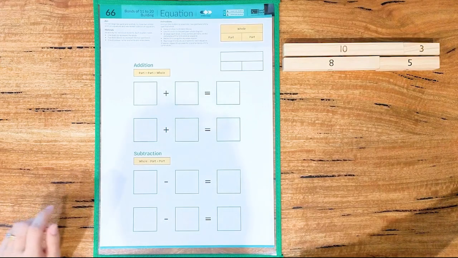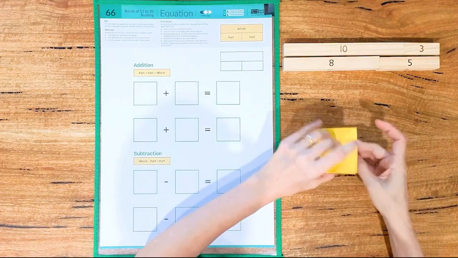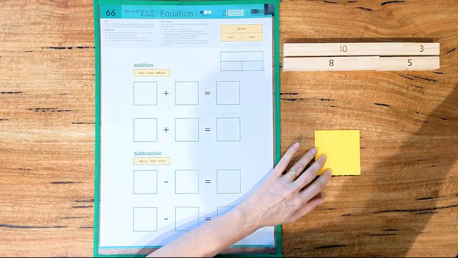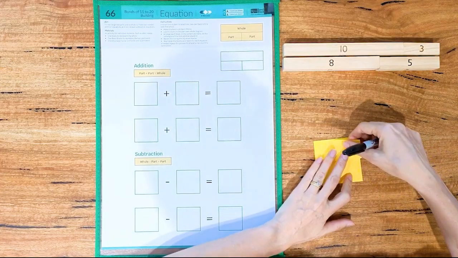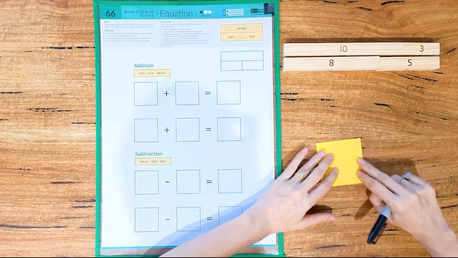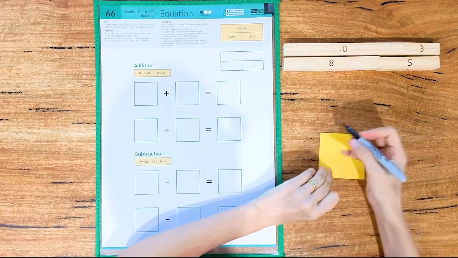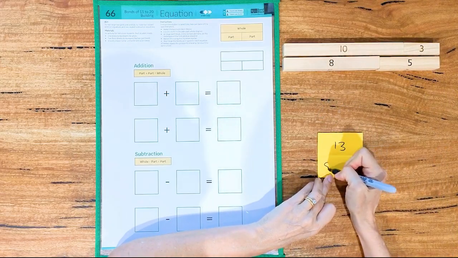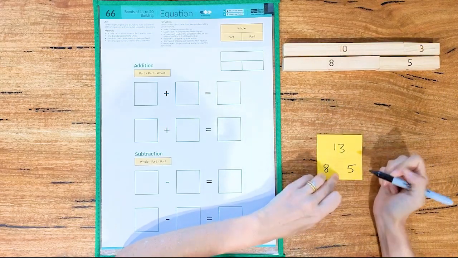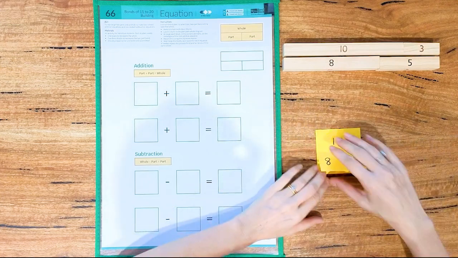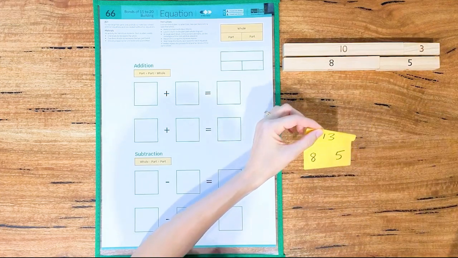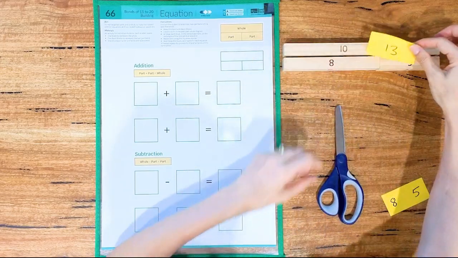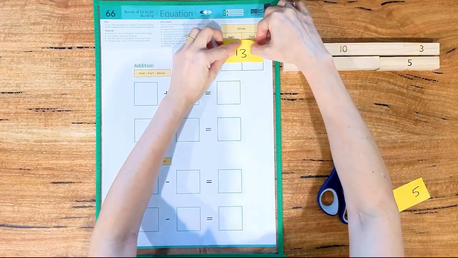To make this easier, I'm going to use a post-it note instead of the blocks. First thing I need to do is fold it in half this way. And I'm going to put my whole on the top. The whole of 13 is equal to the parts of 8 and 5. The whole will have the sticky bit on the back, so I'll cut that out. That's my whole.